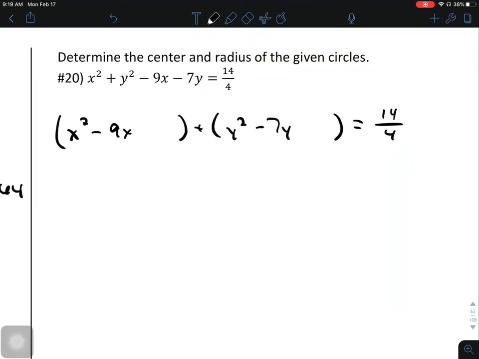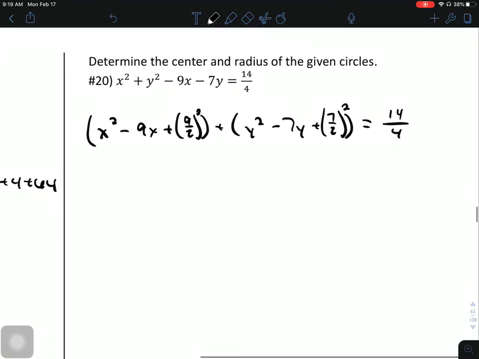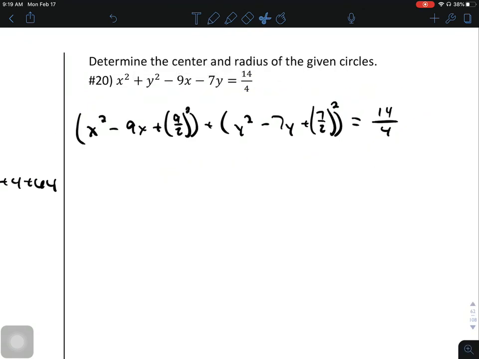To complete the square, we take half of b, which is negative 9, and square it. So technically that's negative 9 over 2 squared, but if you square it, it's always going to be positive, so let's not complicate the signs. The next trinomial, it's half of negative 7, which is negative 7 over 2 squared. If you square it, it's going to end up being positive. You add something to the left side of the equation, you have to add it to the right. So it's 9 over 2 squared plus 7 over 2 squared.